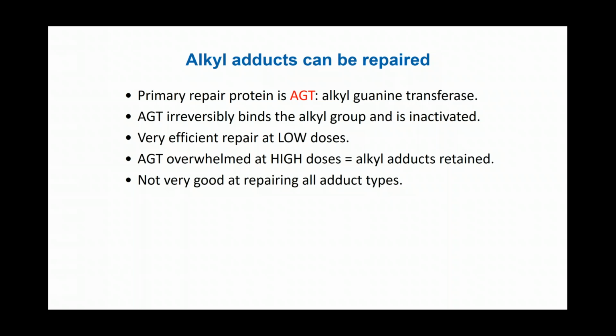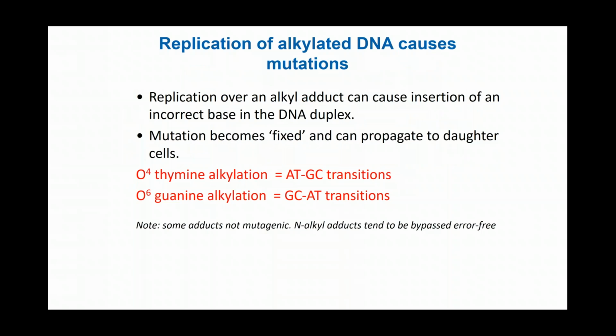So in the AOP, we describe the primary repair protein, which is alpha-guanine transferase, AGT. And we describe how AGT irreversibly binds to the alkyl group and is thus inactivated. It's a suicide enzyme. And so for that reason, alkylating events induced by ENU are very efficiently repaired at low doses, but when AGT is overwhelmed at the high doses, those alkylatics are retained. And we also know AGT is great at specific types of adducts, but not all types of adducts.